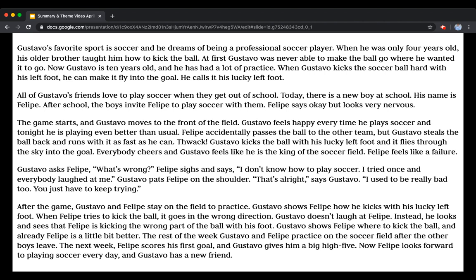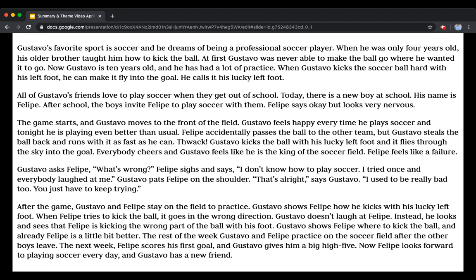After the game, Gustavo and Felipe stay on the field to practice. Gustavo shows Felipe how he kicks with his lucky left foot. When Felipe tries to kick the ball, it goes in the wrong direction. Gustavo doesn't laugh at Felipe. Instead, he looks and sees that Felipe is kicking the wrong part of the ball with his foot. Gustavo shows Felipe where to kick the ball, and already Felipe is a little bit better.